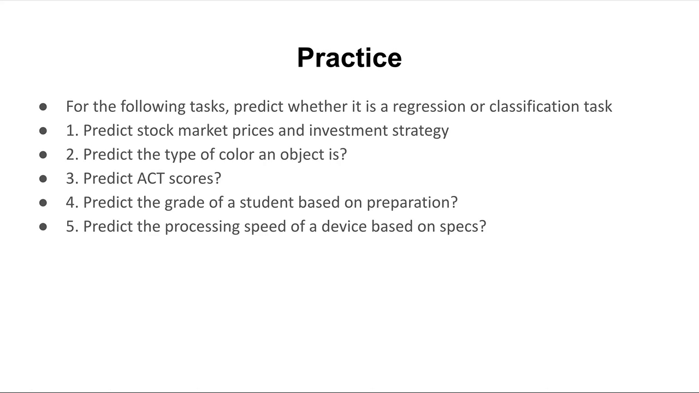And if the price is a continuous output, therefore this problem is regression. There we go. Number 2, predict the type of color an object is. This is purely a classification task. You may be wondering why.